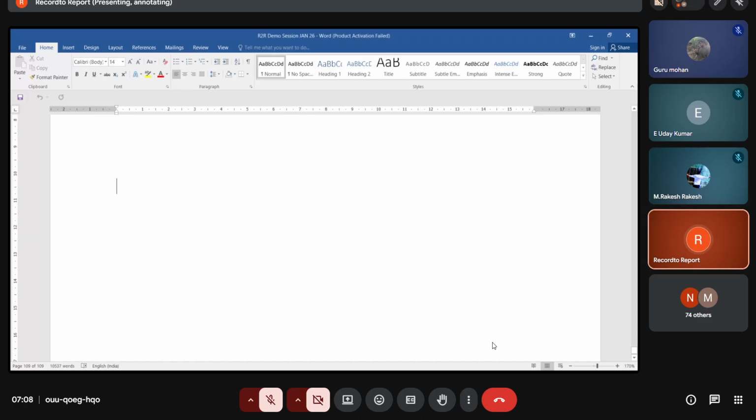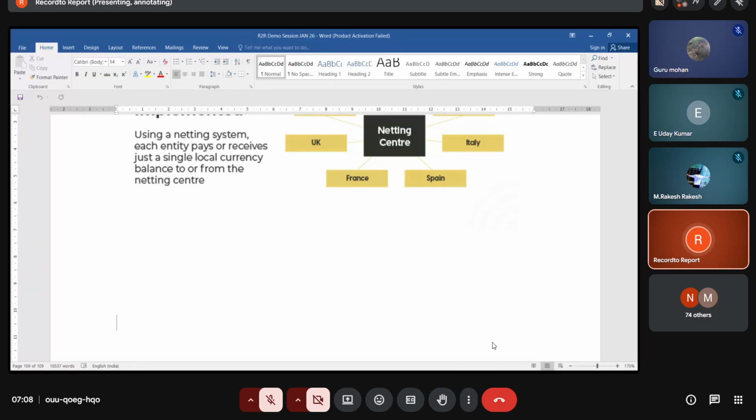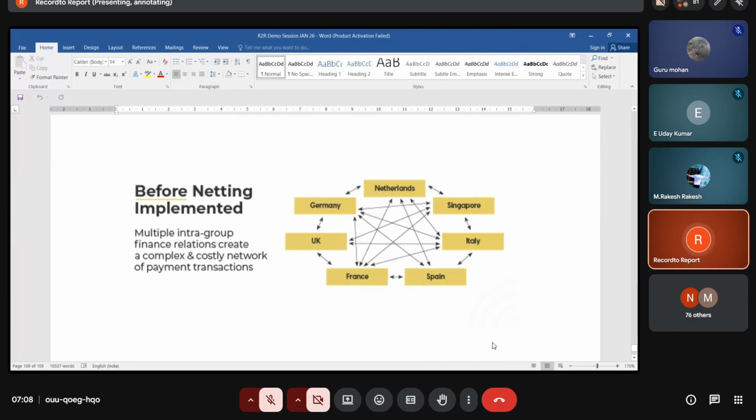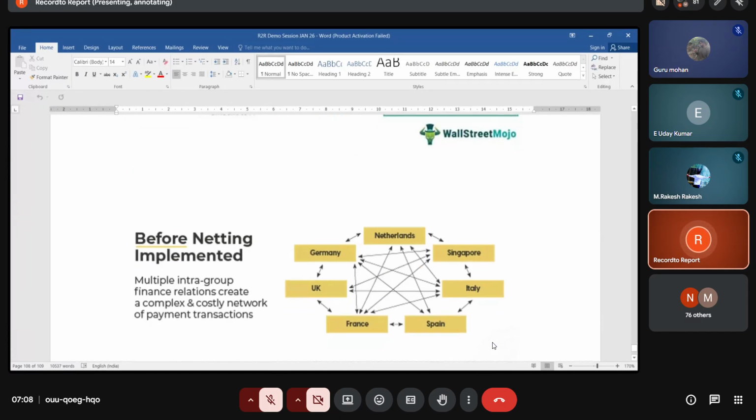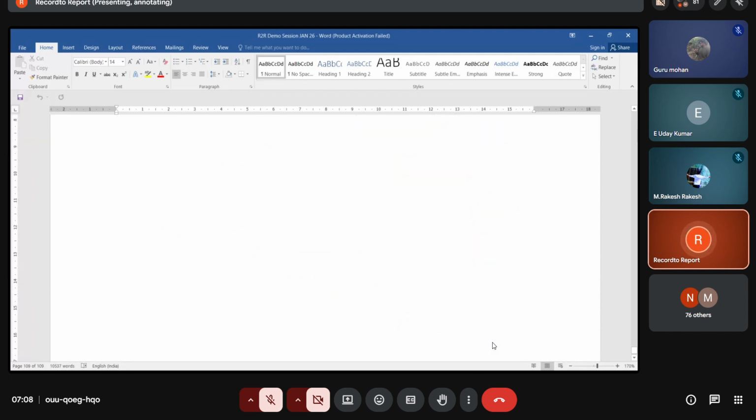In the previous session, we discussed the intercompany netting process. Today's session, let's discuss various components in that, the pending topics in the core accounting, guys. The example we discussed in the previous session was about the intercompany. So today let's discuss the outstanding accounting, guys.